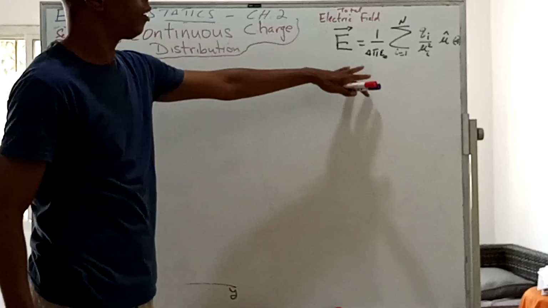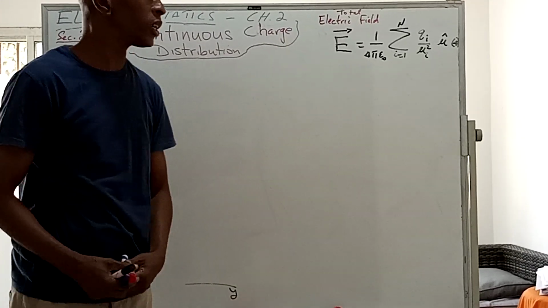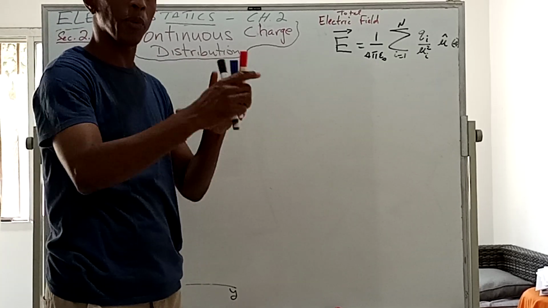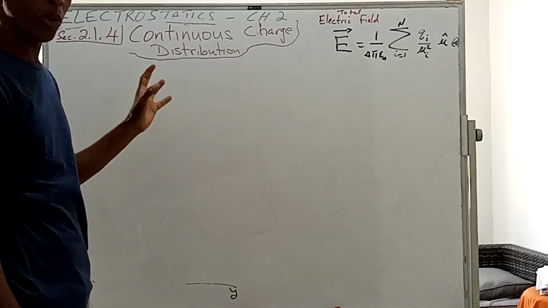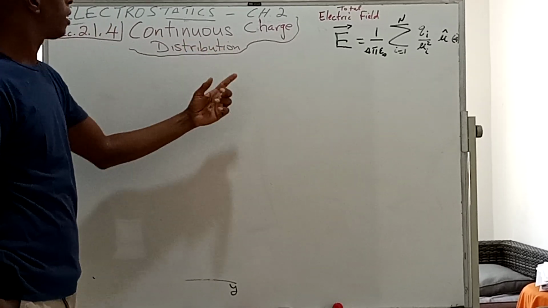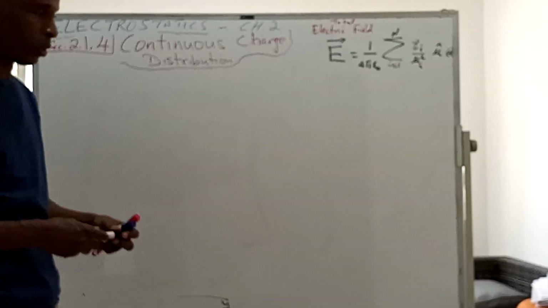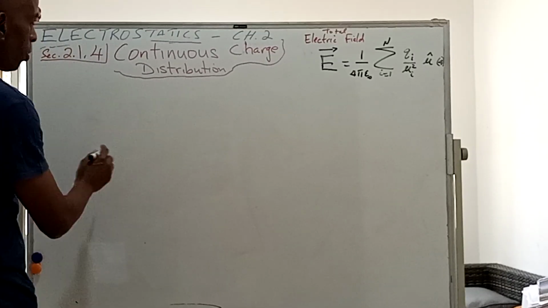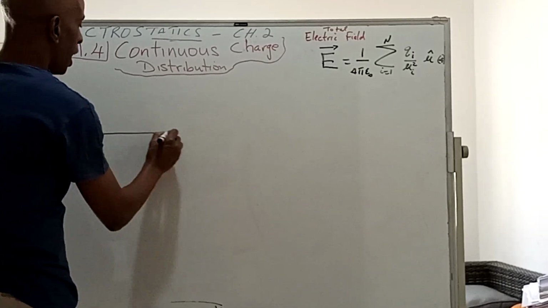So we looked at previously the discrete charge case where we had a cluster of individual charges and we asked what was the effect of those charges from the source to the field point. But now let's look at section 2.1.4 that looks at the continuous charge distribution and see how we modify the electric field equation. Suppose, let's take as an example, a line charge.